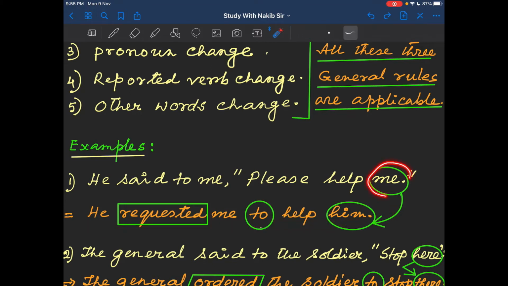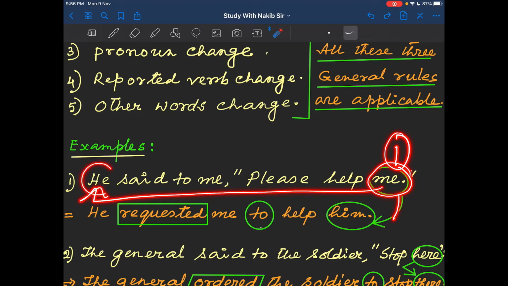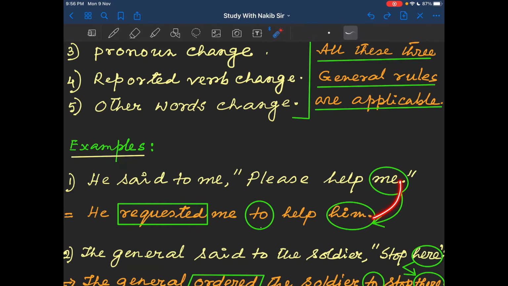But you know, me is a pronoun. It is the first person pronoun, so it will be changed in the indirect narration according to the number and person of the subject of the reporting speech. So here he is the third person singular number. So me will be changed to him here. So your final answer is he requested me to help him.